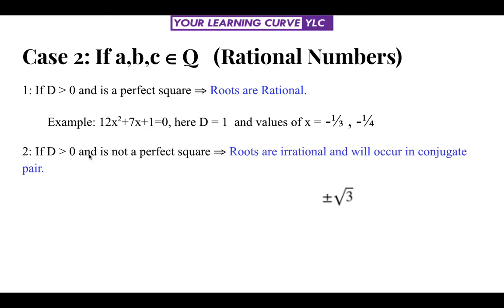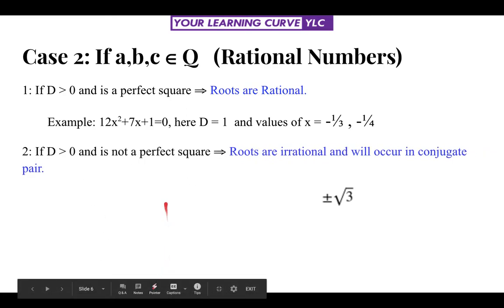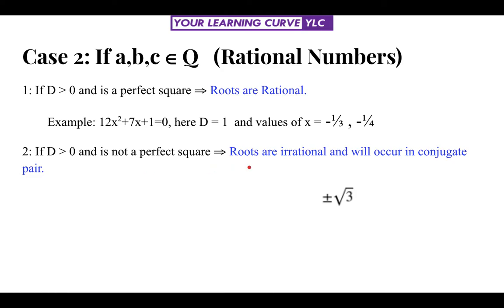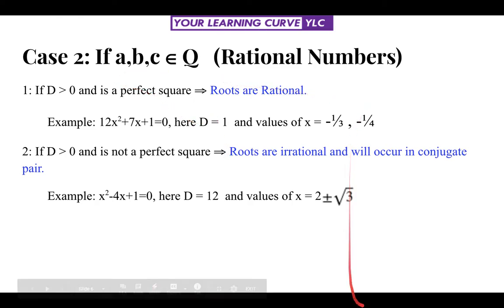Now, if the discriminant is positive but is not a perfect square, then the quantity under the root will remain under the root. You will get an irrational number. For example, root 3, root 2, root 5, something like this. So this root will remain there and your result will be an irrational number. So the roots in this case will be irrational, and as in the case of real numbers, imaginary roots were occurring in conjugate pair. If a, b, c are rational numbers, then irrational roots will occur in conjugate pair.